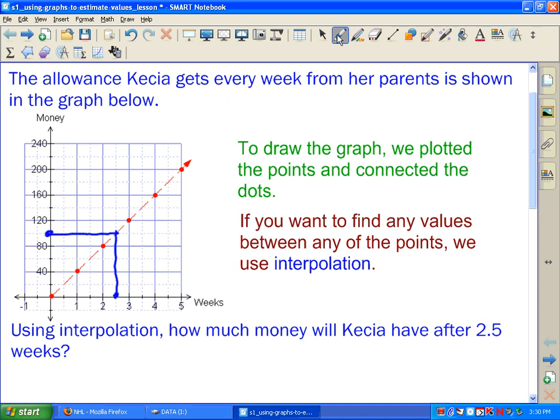So we have to figure out what number is here. We see that 2 of these ticks is 40, so that means that 1 tick must be 20, so 20 more than 80 is 100. So the answer is 100.